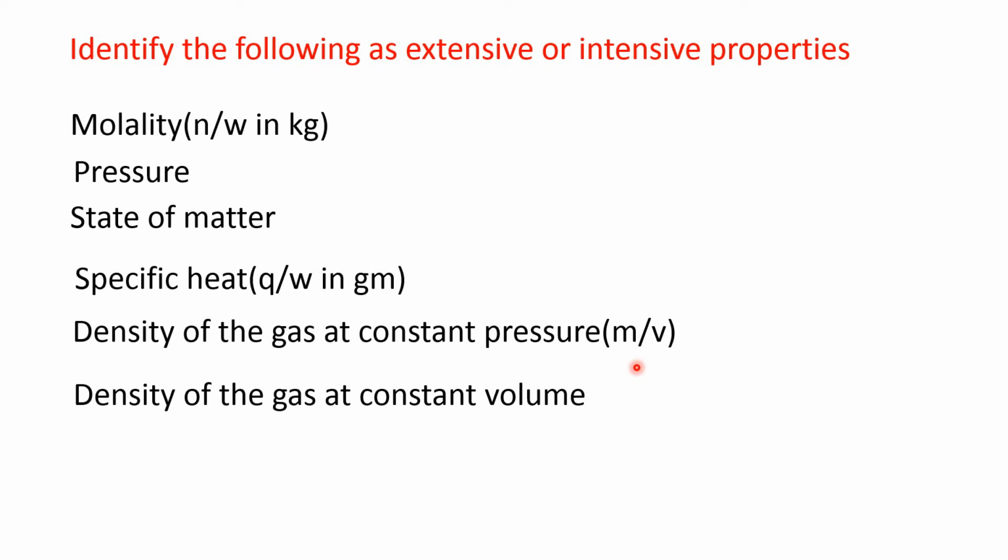But the density of the gas at constant volume. You have taken a gas in a container and the volume is kept constant, and then if you add more and more gas, what will happen? The gas will accumulate in the same volume. So the amount of the gas is increasing, but the density is not an intensive property. It depends on the mass of the gas. Therefore, the density of the gas at constant volume is an extensive property, which depends on the mass.